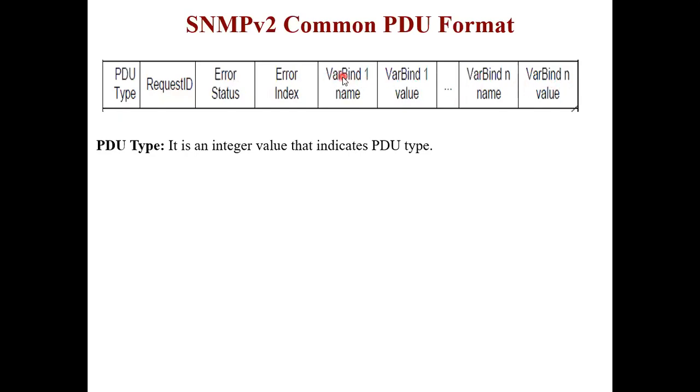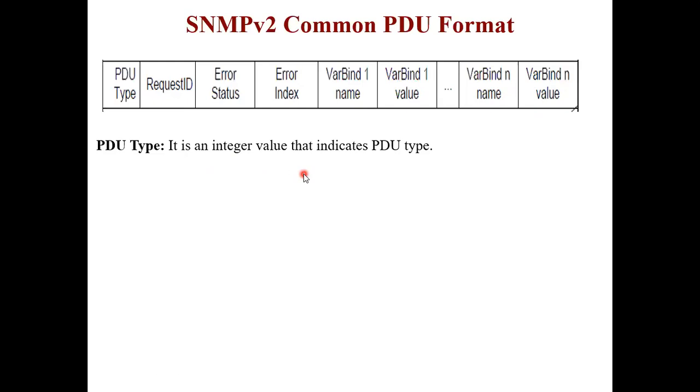So where bind is variable binding, if you have forgotten. So we have the name of the object, so variable binding 1, and then the value immediately. So where bind 1 name and where bind 1 value. Now depending upon how many objects we are dealing with, we have till variable binding n name and value. So PDU type is an integer.